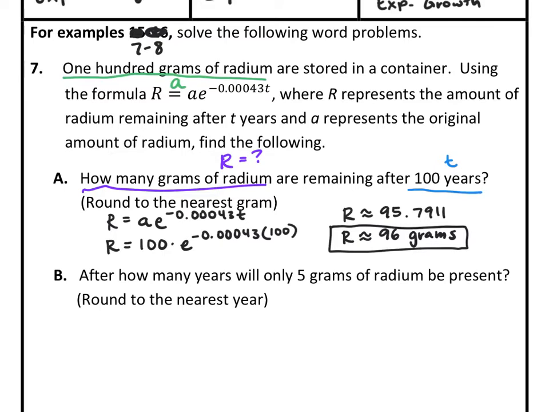So the number of grams in my container reduced, right? Because we were dealing with a decay equation. How do we know it's decay and not growth? Because remember, if the exponent is negative, we're dealing with decay. All right, let's look at 7b.